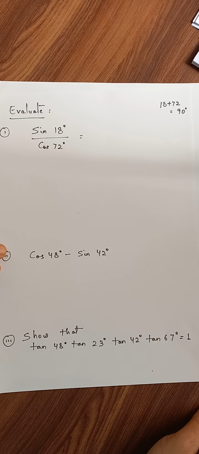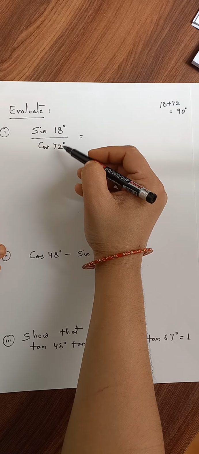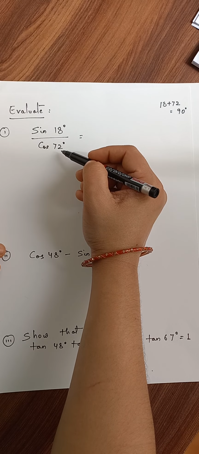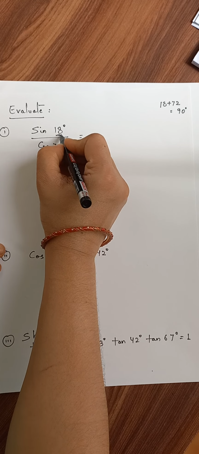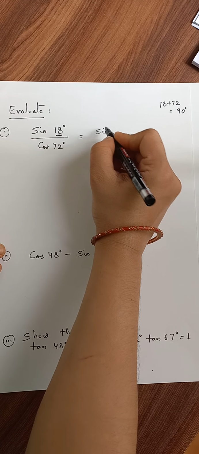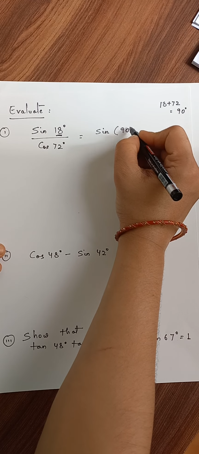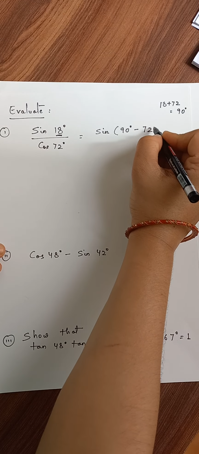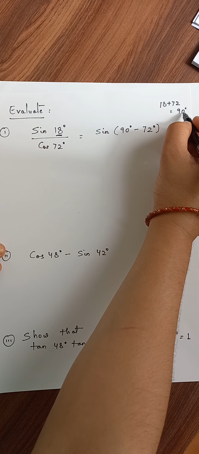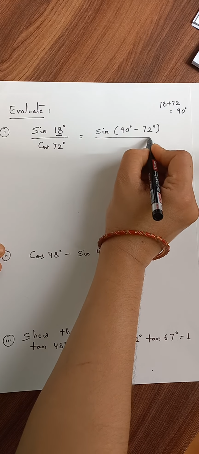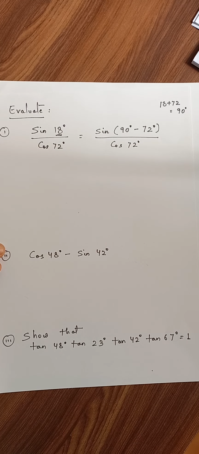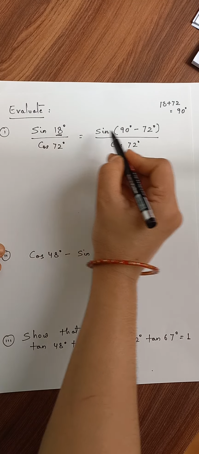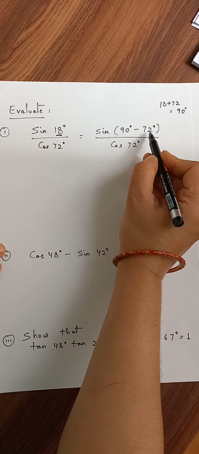Now second, if a ratio is given, then either one of the angles you have to convert using the formula. For example, I'm using the numerator one, so you have to just convert 18 degree to 90 minus 72 degree. From here you can see that 90 minus 72 is 18 degree, so we just changed the angle. Nothing else we have used. We haven't used the formula yet. What we have done is just change the format of the angle first.